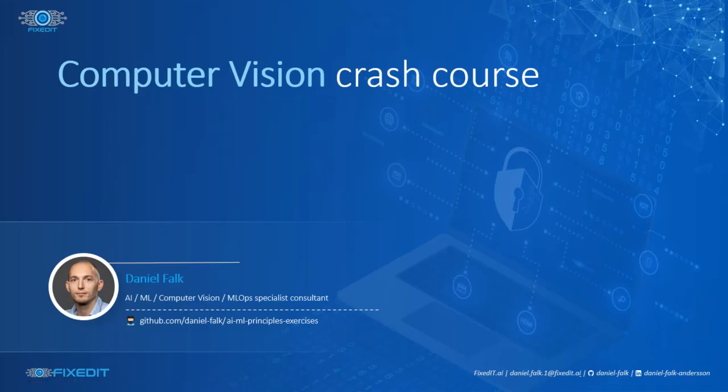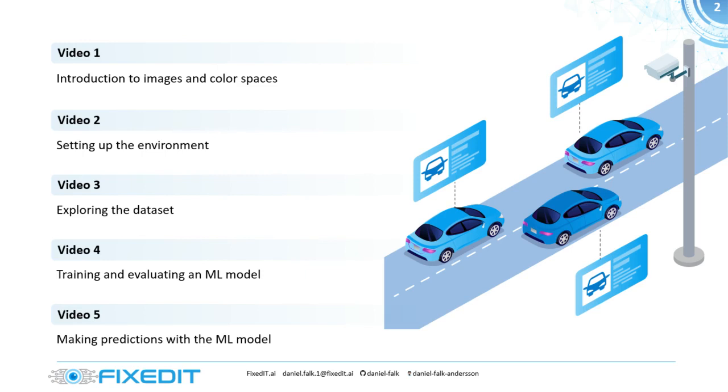Welcome to this first video in the screencast series, Computer Vision, a crash course. In this series, which is divided into 5 videos, we're going to learn how to do image classification using a simple machine learning model. In the first video, which we're currently looking at, we will experiment a bit with images to understand how images are represented in Python and NumPy, and using the Pillow library to visualize them. We will also learn about different color spaces.